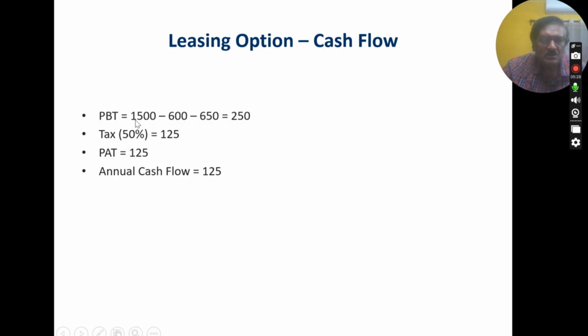Now how is the computation made? Profit before tax will be the revenue minus operating expenses minus lease rent. That is 250 rupees per annum would be the profit before tax. Tax is to be charged on this amount. That is 50%. Tax, that is 125. This profit after tax will be 125 and annual cash flows will be 125 rupees.